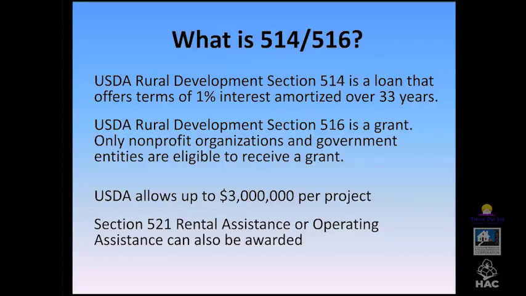514 is a loan that RD offers with terms of 1% interest amortized over 33 years. The 516 portion of this funding is a grant. Only nonprofit organizations and government entities are eligible to receive a grant. Rural Development will allow up to $3 million per project, and they also provide Section 521 rental assistance or operating assistance for the project.